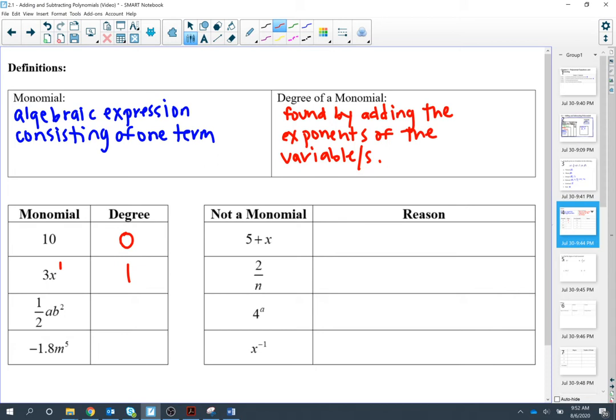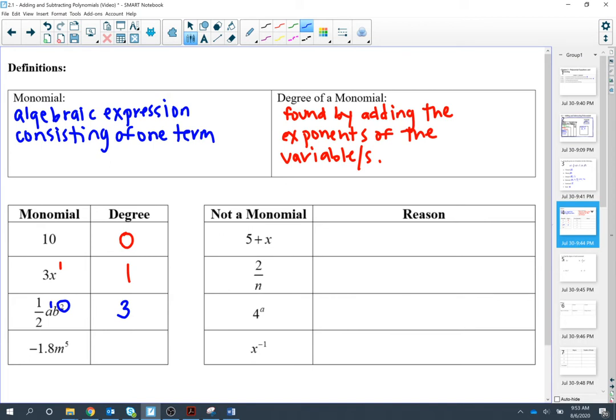Now, 1/2 ab squared. If I'm looking at the variables, I have two variables. I have an a and I have a b. Okay, well, because now there's two variables, I'm going to have to add those exponents or add those degrees. So the degree on the b is 2. It's b squared. And the degree on the a is 1. You can't see it, but it's implied. So the degree on that monomial would be 3 because you're adding together the 2 and the 1. Okay, and then the 1/2 doesn't mean anything. In the previous example, the 3 for the 3x doesn't mean anything. That is something else that we're going to define later.